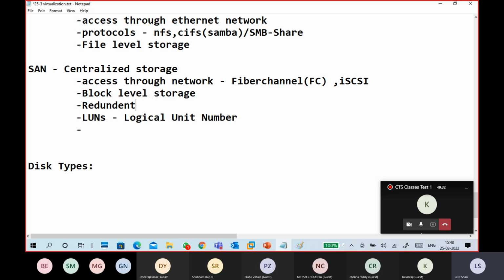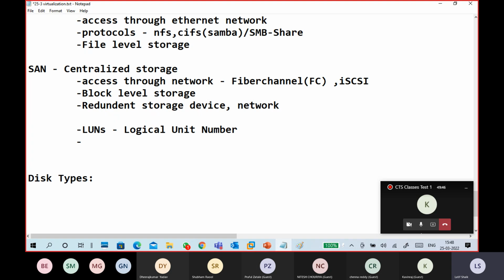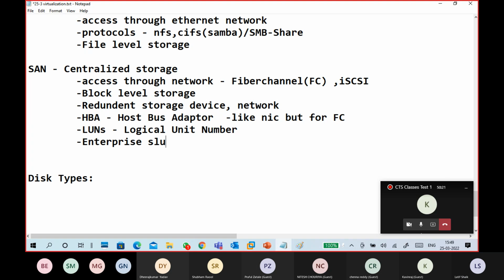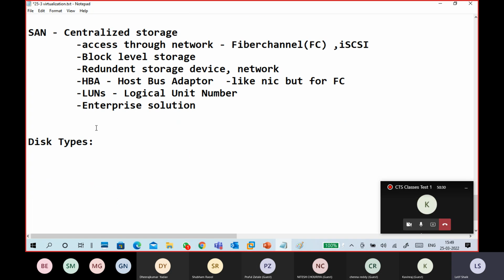Redundant in storage devices, also devices, and network. There are a few things. HBA is a terminology called host bus adapter, which is nothing but like a NIC, but for FC purposes, fiber optical purposes only. So it is an enterprise solution. If I get a chance again, I will get a chance. Meantime, if any changes occur, you will get it.